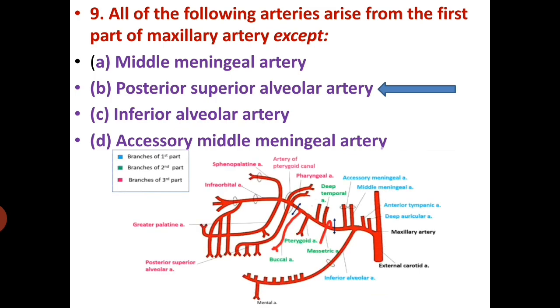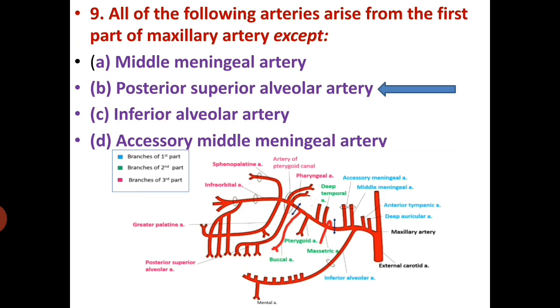So what are the branches of the first part of maxillary artery? The maxillary artery is a terminal branch of external carotid artery. This maxillary artery is divided into three parts by the lateral pterygoid muscle. So here in this image you can see all the blue color are branches from the first part, whereas the green color are from the second part, whereas pink color branches are from the third part.